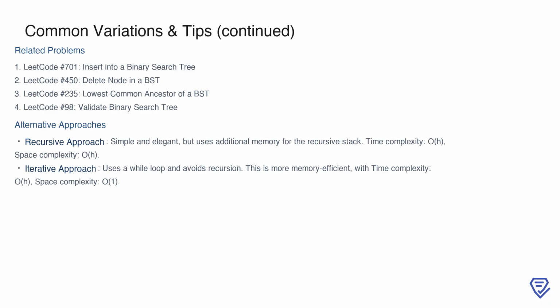Regarding approaches, the recursive method is simple and elegant, leveraging the natural structure of the tree, but it does require additional memory for the recursive stack. Both its time and space complexity are O(h), where h is the height of the tree. On the other hand, the iterative method avoids recursion by using a while loop, making it more memory efficient. The time complexity remains O(h), but the space complexity drops to O(1), since it doesn't rely on the call stack. Choosing the right approach depends on the problem requirements and constraints.